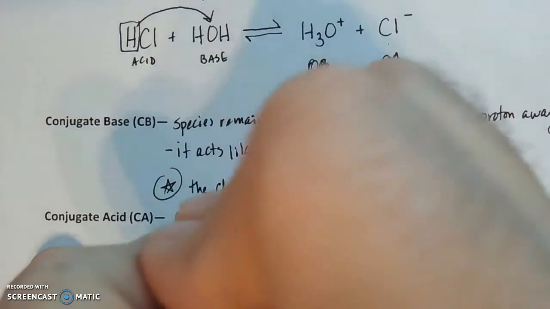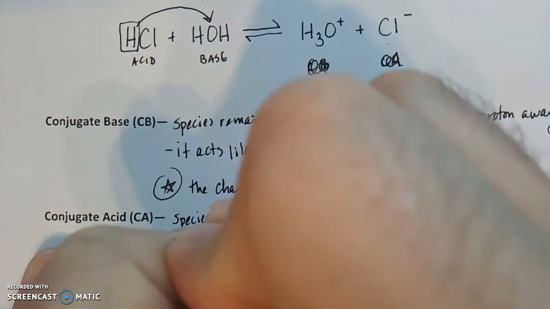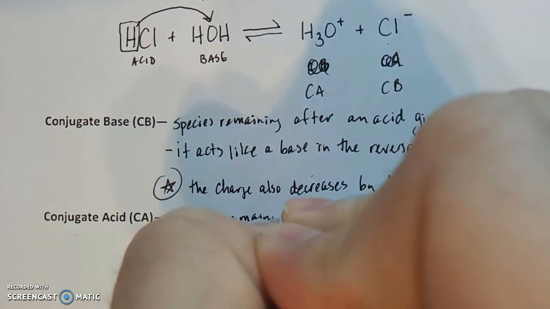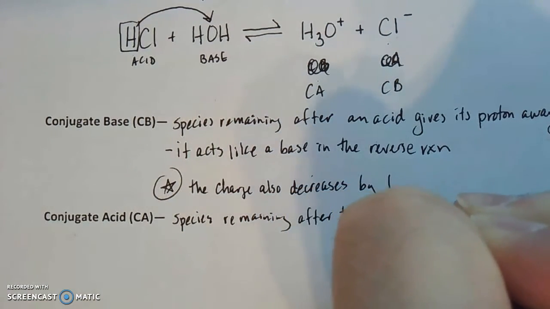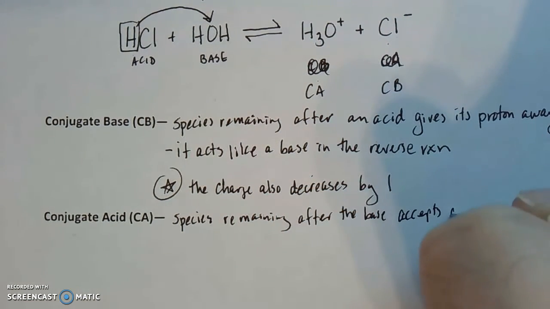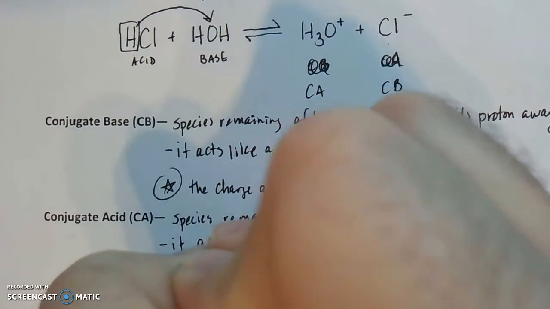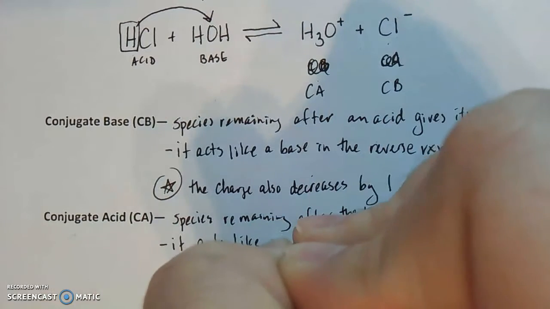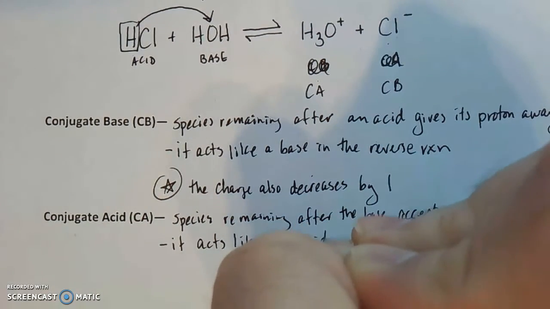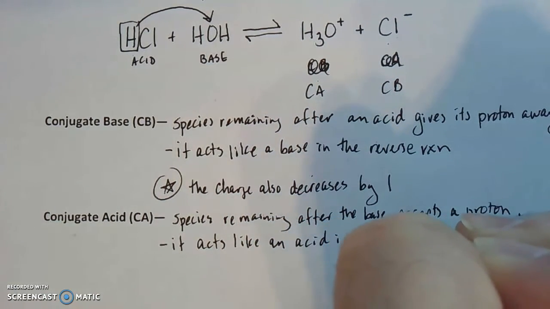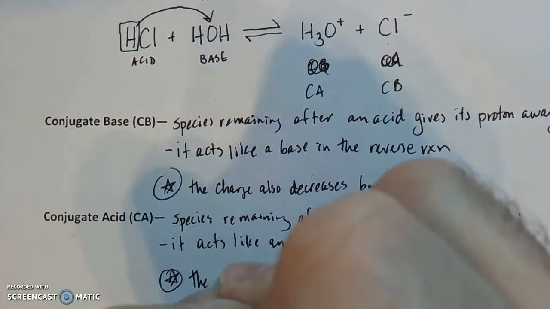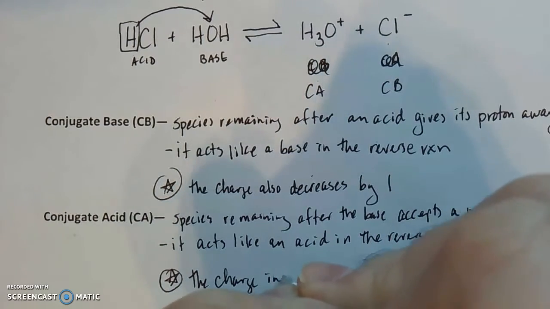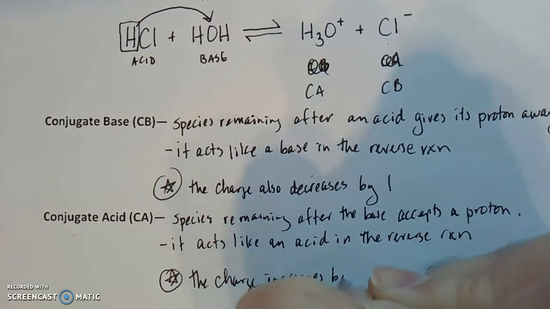Now the conjugate acid is the species remaining after the base accepts a proton. It acts like an acid in the reverse reaction. And here, the charge increases by 1.